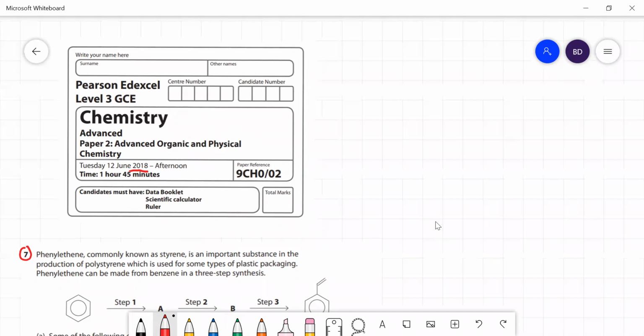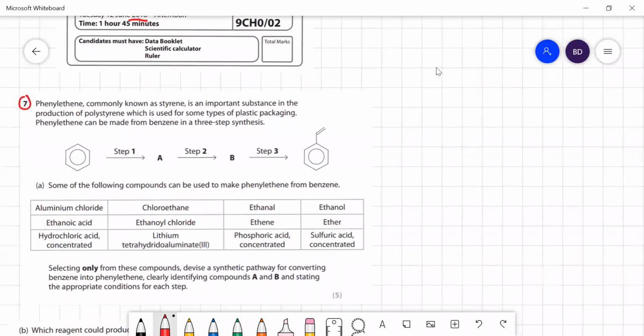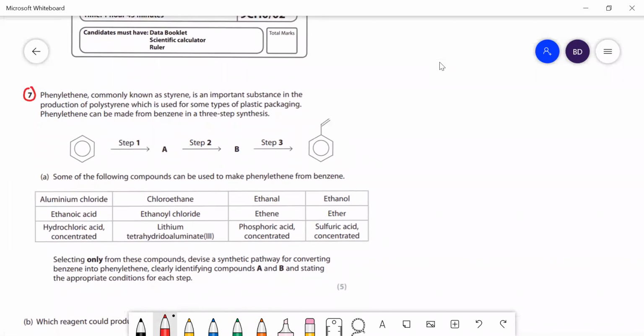Okay, so first question is a big organic synthesis question. It says phenylethyne, which is this stuff here, used to make polystyrene, used in packaging, can be made from benzene in a 3-stage synthesis. Here they give you some of the compounds that you can use, and you've got to devise a synthetic pathway. And we've got to draw the structures of A and B, state the reagents and conditions for each step.